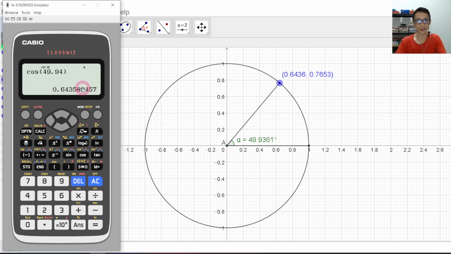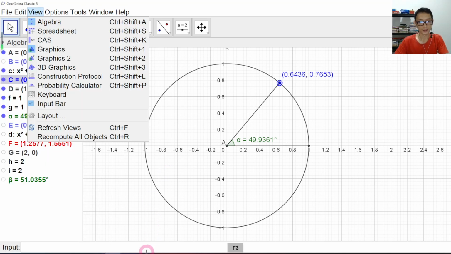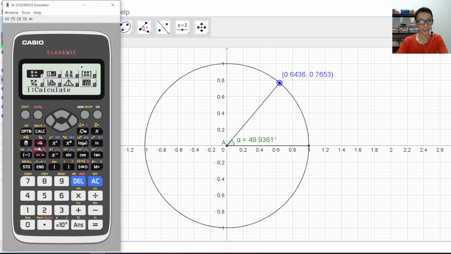So how about tangent theta? Tangent theta is equal to y coordinate over x coordinate. Now let me use this one. Take the y coordinate divided by the x coordinate first: 0.7653 over 0.6436 is equal to 1.1890. Okay, now let's take our calculator and key in this angle.